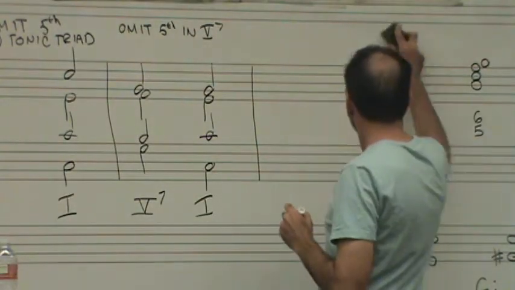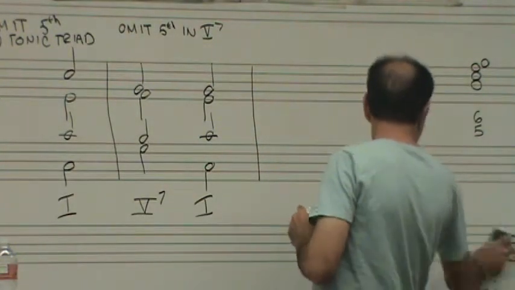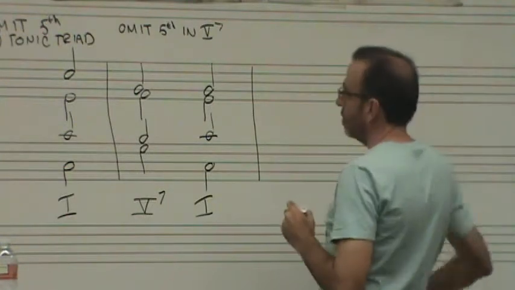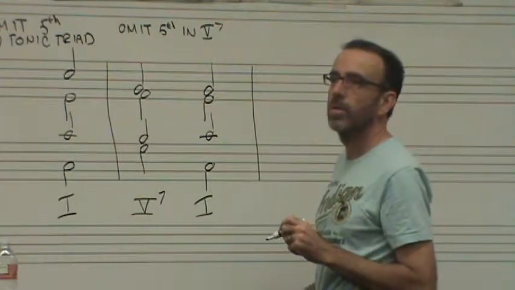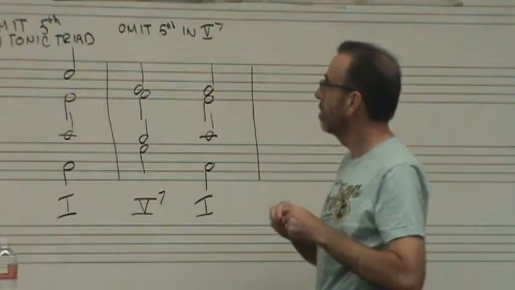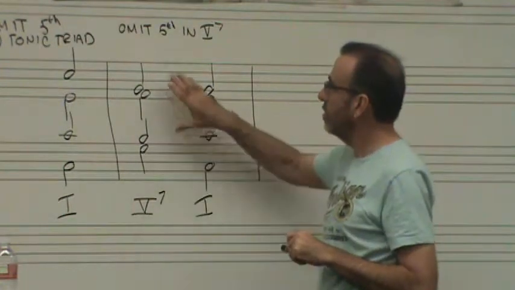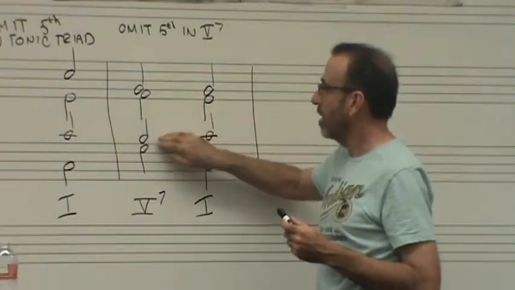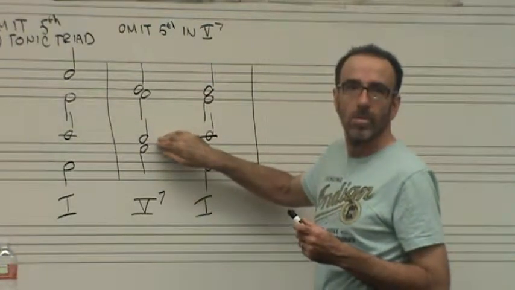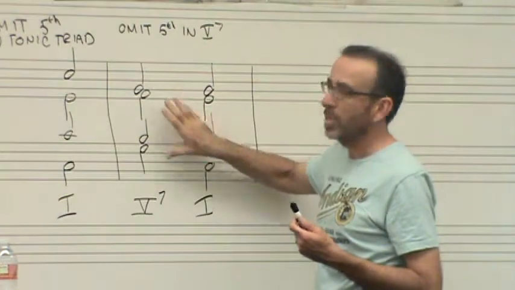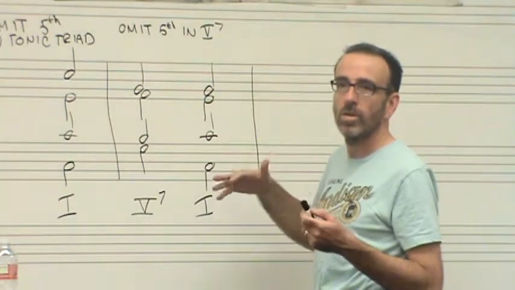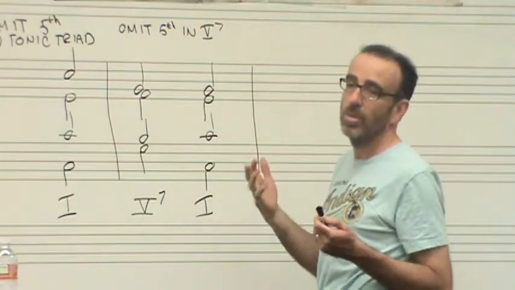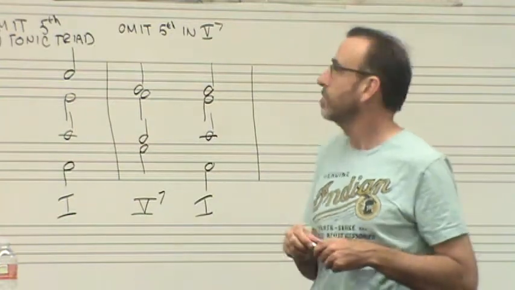So instead of D, we can double the root. Instead of D, we can double G, right? Yeah, instead of D, you can double the G. You can't double the 7th, and you can't double the leading tone. Obviously, you can't double either of those because of their tendency. Both of those want to resolve in certain ways, and if you double them, then you're going to have parallel octaves.